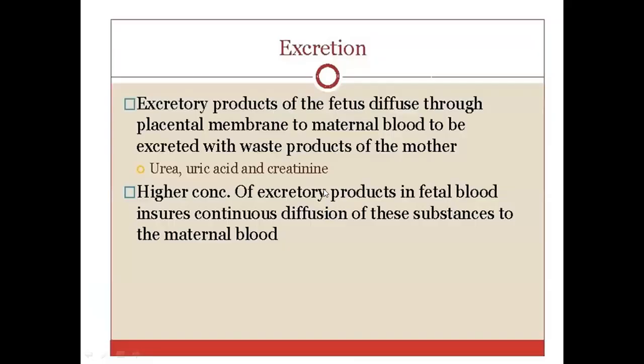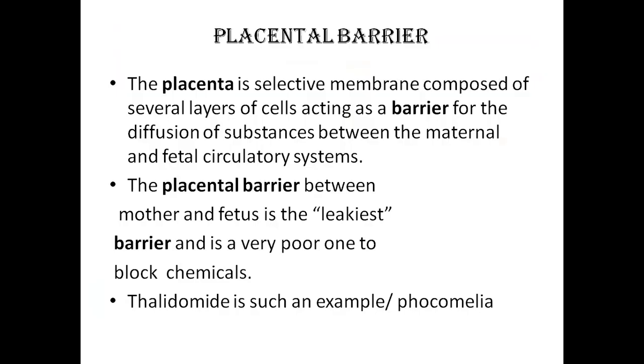Now going to the excretion. We know that the excretion is mainly by diffusion of placental membrane to maternal blood, and as the excretory waste products like urea, uric acid, creatinine are more in the fetal blood than in the maternal blood, so definitely there is continuous diffusion of these substances into the maternal blood.